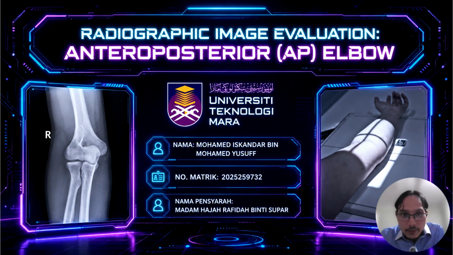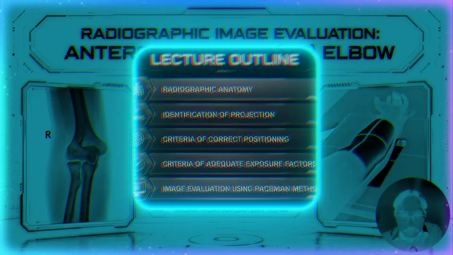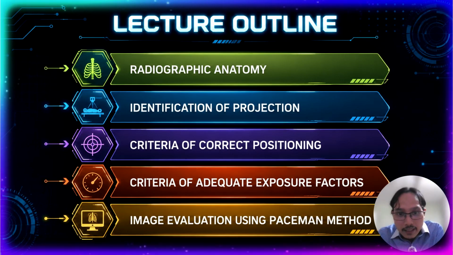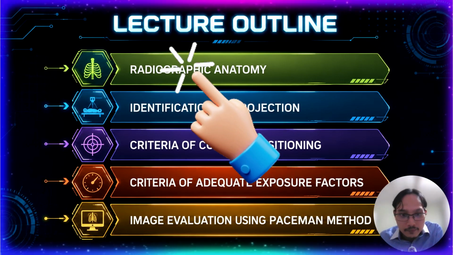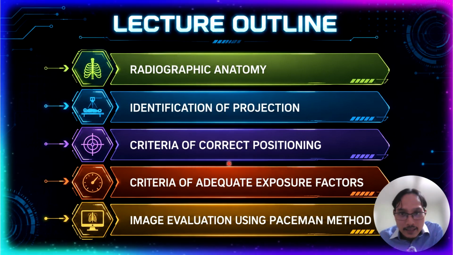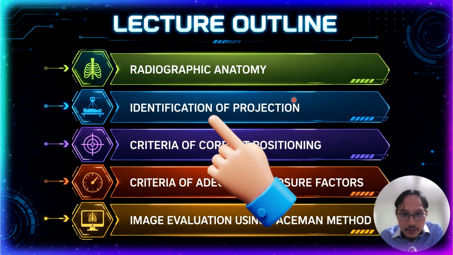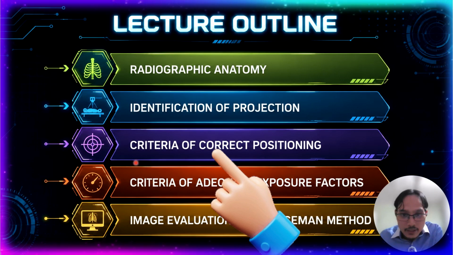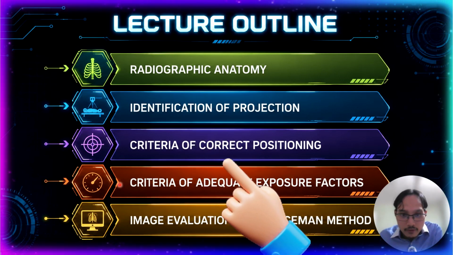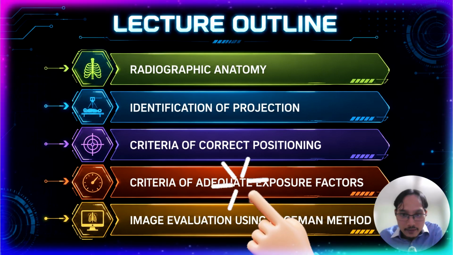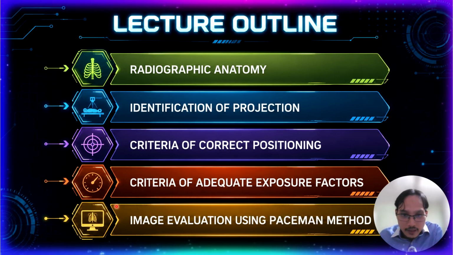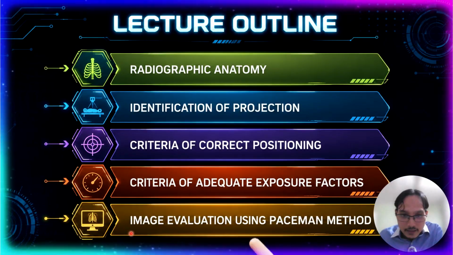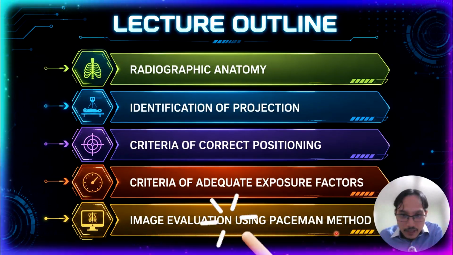Today, I want to present radiographic image evaluation of anteroposterior elbow. Firstly, we are going to look at radiographic anatomy. Second, identification of projection. Third, criteria of correct positioning. Fourth, criteria of adequate exposure factors. And lastly, image evaluation using placement method.